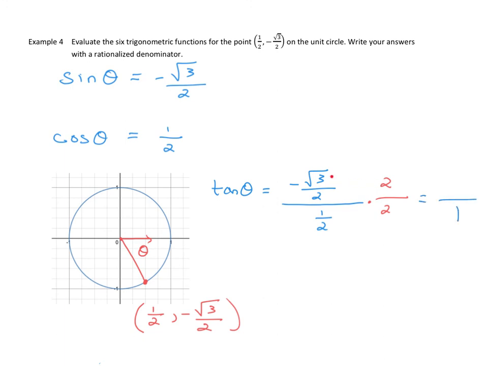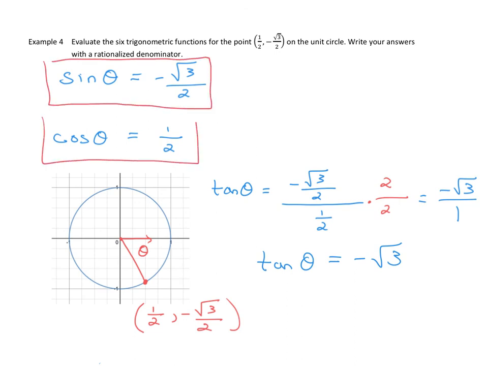And then this 2 multiplied to this fraction will cancel with this 2 in the denominator, and that leaves me with a negative root 3. And there we go. I know what tangent is. Tangent of theta is equal to negative root 3. So we're halfway there. I know sine, I know cosine, and I know tangent. That leaves me with cosecant, secant, and cotangent. And the good news is those are the reciprocals of these 3 things. I'll put those on the next slide and let's see what we get.